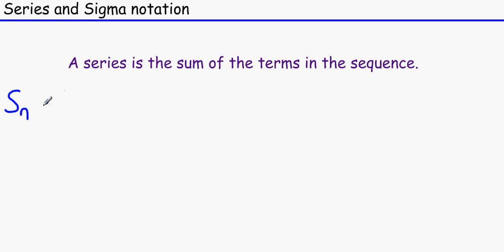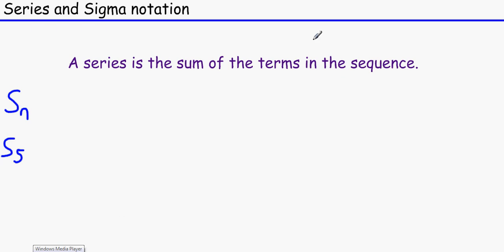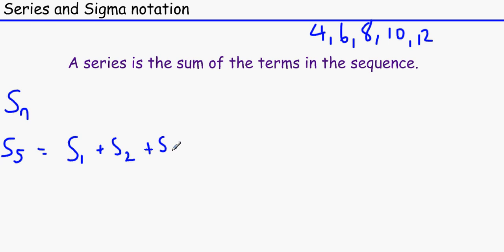So if there are 5 terms, I would write S5. If there are 10 terms, I would write S10. For example, I'm going to write 4, 6, 8, 10, 12. If I wanted to find the sum of the 5 terms here, that would equal the first one, plus the second, plus the third, plus the fourth, plus the fifth.